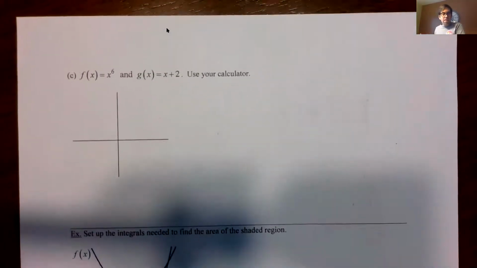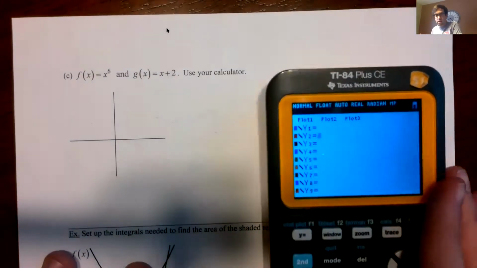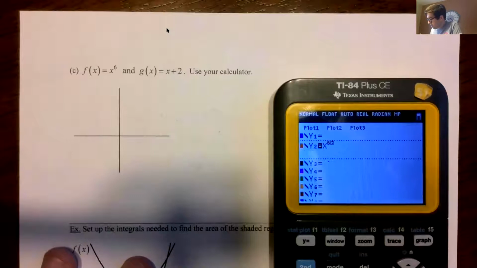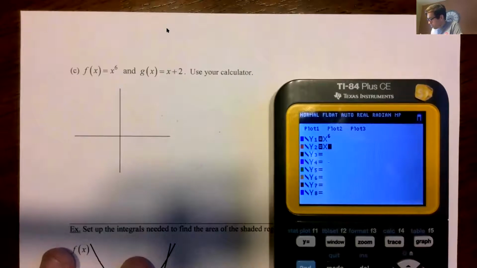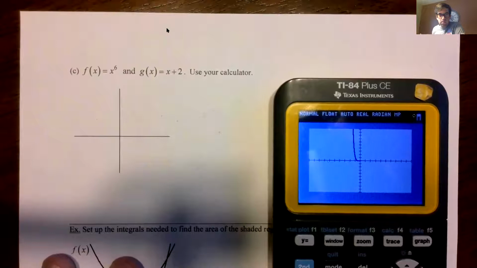So if we flip on over to letter C, we have f of x equals x to the 6th and g of x equals x plus 2. Use your calculator. So let's do that. So I am going to first graph these on my graphing calculator. So I'm going to have x to the 6th. Oops, let me make that y1. And x plus 2. So I'm going to graph those and see what happens.